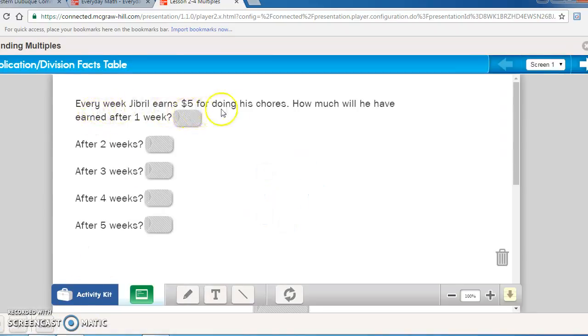So every week, $5 for chores. How much did she earn? Again, 1 week was 5. 2 times 5, what's the answer? 10. 3 times $5, $15. 4 weeks times $5, $20. And 5 weeks times $5, $25.